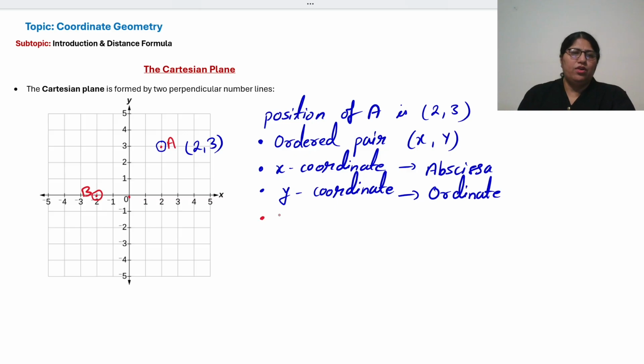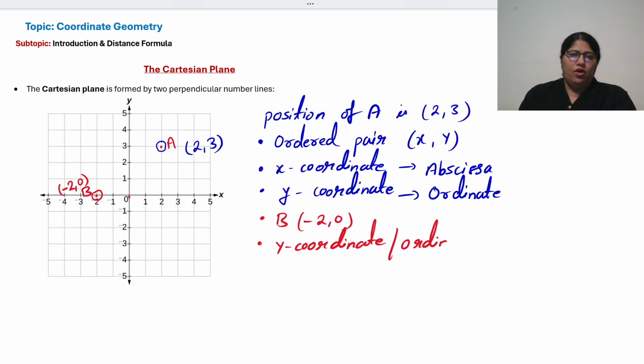So what are going to be the coordinates of B? We write the x coordinate as -2, and all the y coordinates on the x-axis are 0. So what is the pointer we should remember here? The y coordinate, or ordinate, is 0 on the x-axis.